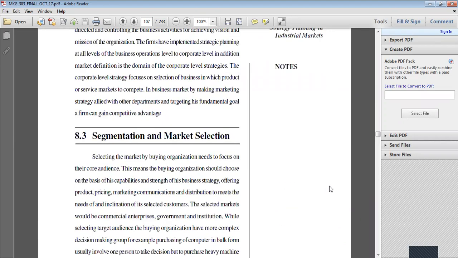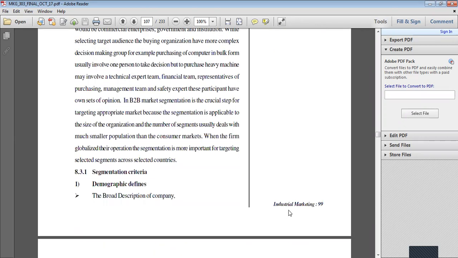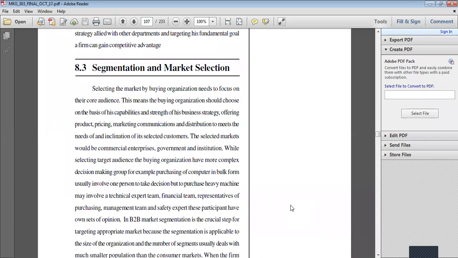Next up, another significant topic: market segmentation. For market segmentation, buying organizations need to focus on their core audience. This means the buying organization should choose on the basis of its capability and the strength of its business strategy, offering, product, pricing, marketing, communications, and distribution to meet the needs of its selected customers. These sector markets would be commercial enterprises, government, and institutions.